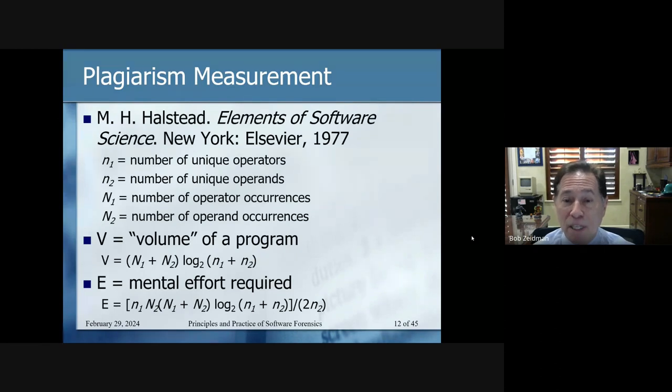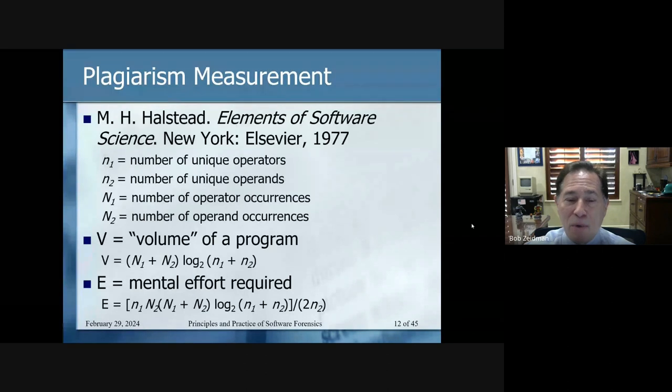So what I'd like to do is go back to the history of what was called plagiarism measurement or plagiarism detection. And these are terms that I don't like, and I'll tell you why in a few slides from now. But we can go back to 1977. There was a gentleman named Halstead, and he published a book called Elements of Software Science, where he defined ways of measuring software. This may have been the first effort to measure software in some way, other than lines of code, something more sophisticated. And so he created these values where he measured the number of operators, operands, things like that. Then he created a number called V, the volume of a program, and E, the mental effort required for the program.